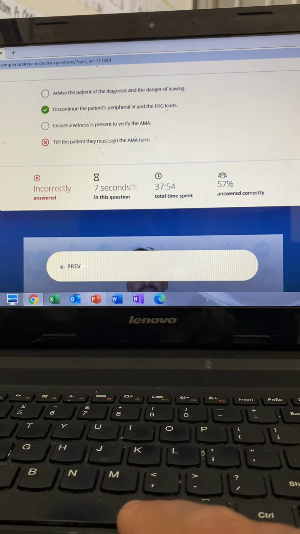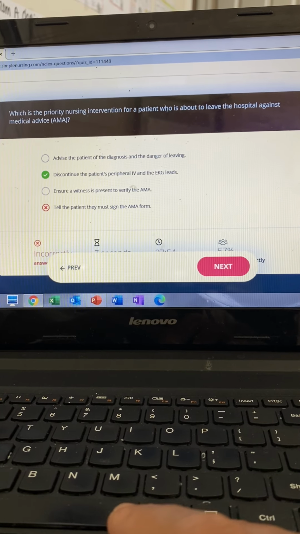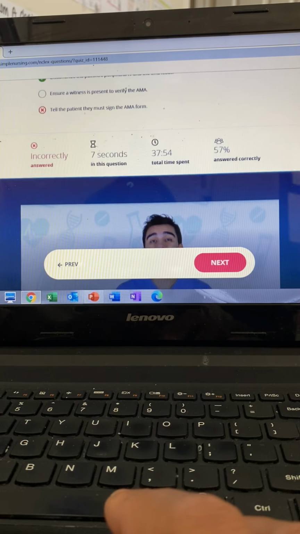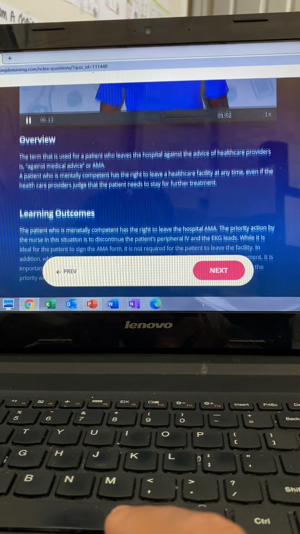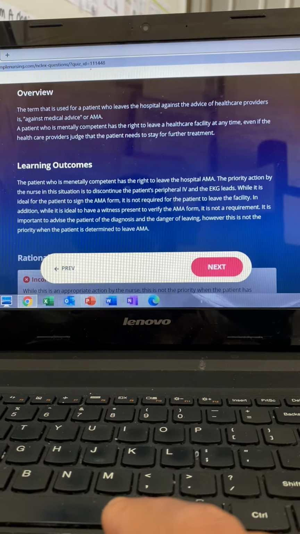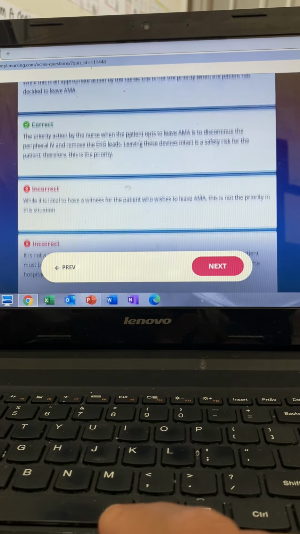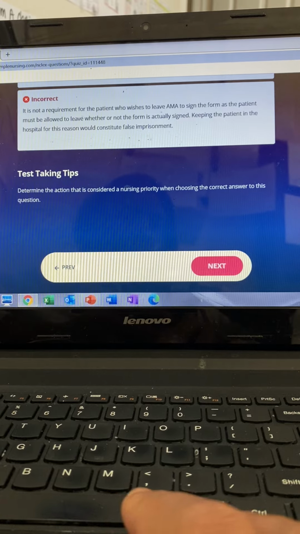Now, using our 3 steps, let's break this down. This question's asking for priority action of what to do. For the key problem, patient about to leave the hospital AMA. So the biggest thing I'm thinking is safety. We need to DC or discontinue everything and document. So the solution we're looking for are actions to do right now to prevent that worst possible outcome.